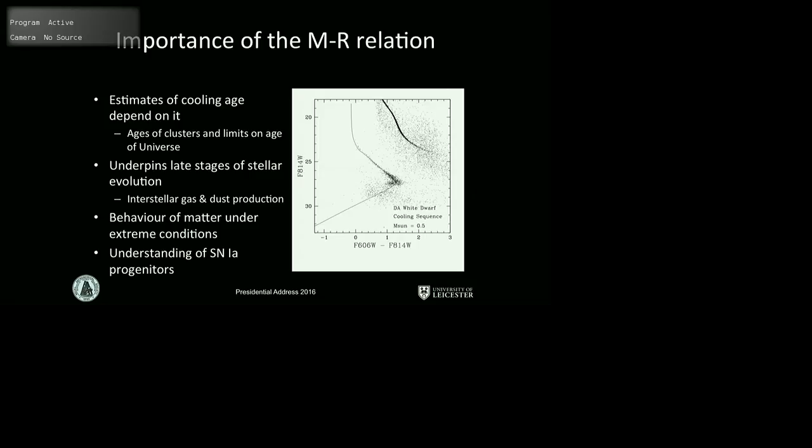So one of the fundamental things that we can measure about any white dwarf is its mass and radius. And Chandrasekhar predicted a relation between the mass and radius that's quite simple and independent of temperature. And so if you can measure some of these physical parameters, if you know the radius, you can work on the cooling of the white dwarf.